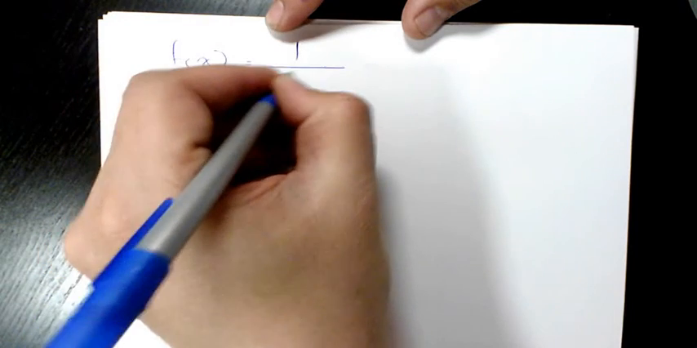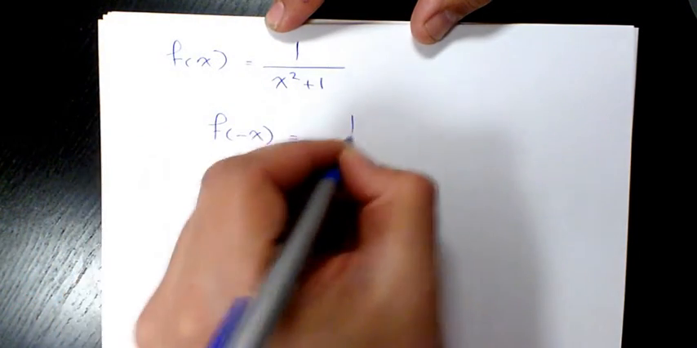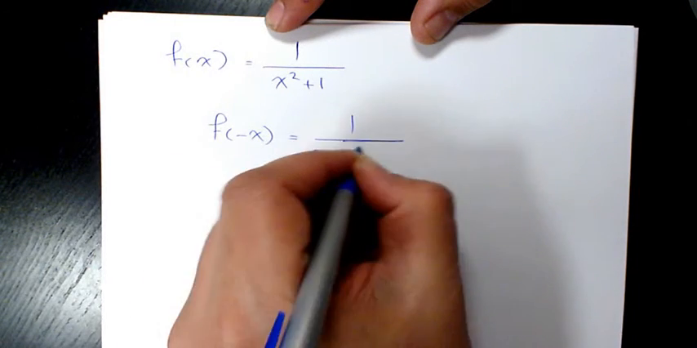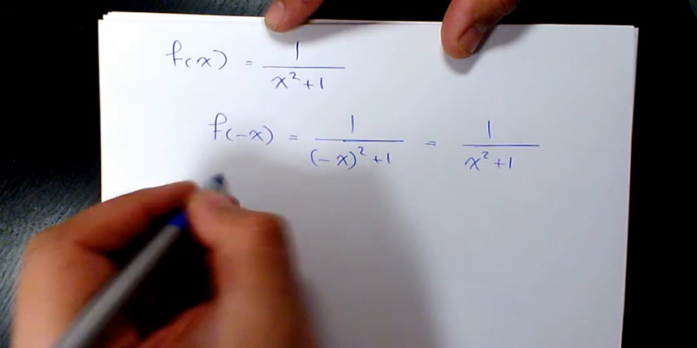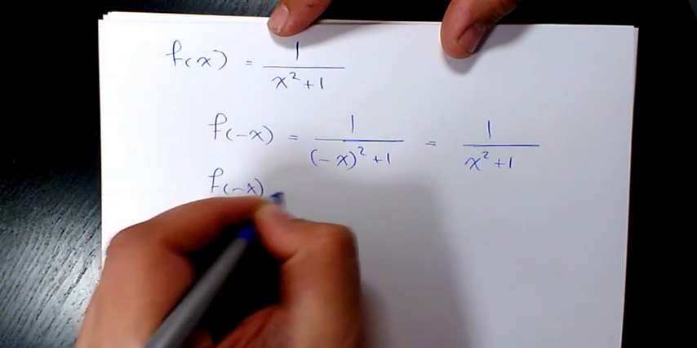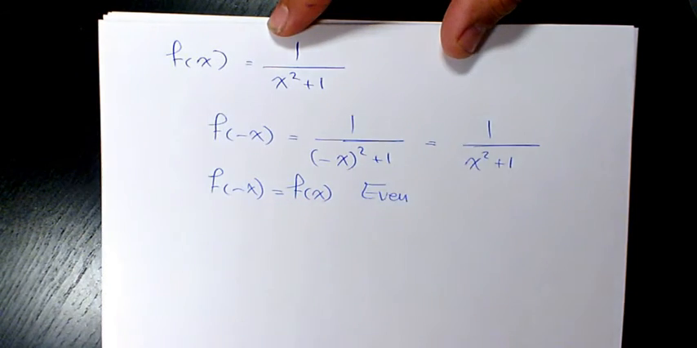Next one, f of x equals 1 over x squared plus 1. So f of negative x equals 1 over negative x to the power of 2 plus 1, which is going to be the same thing, 1 over x squared plus 1. So f of negative x equals f of x. So we have an even function.